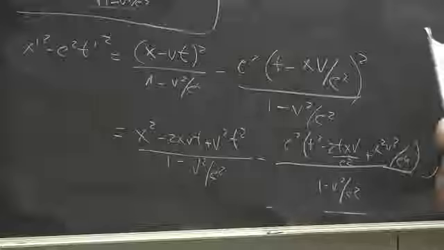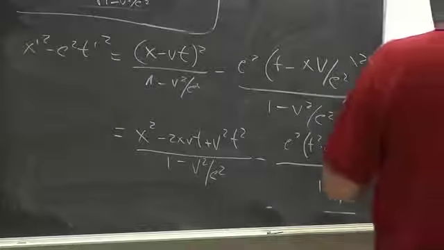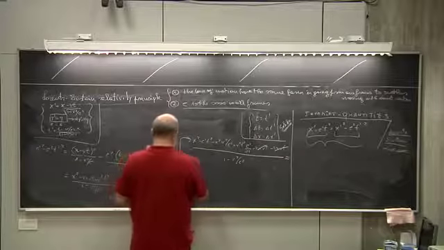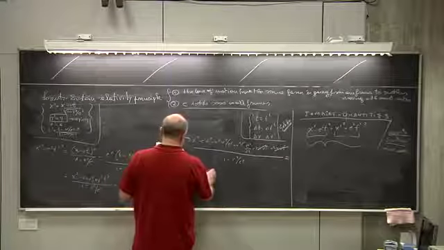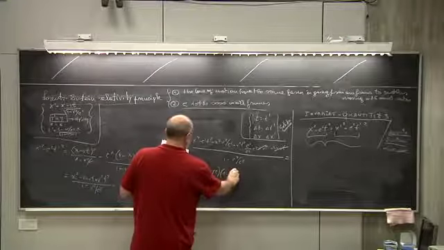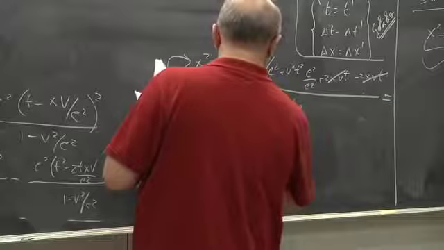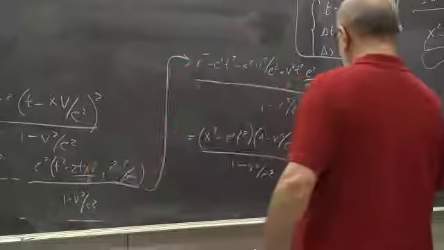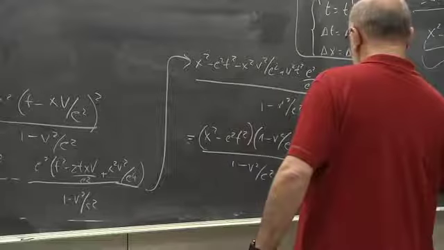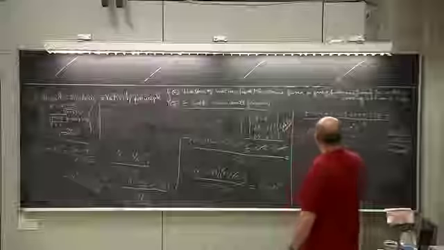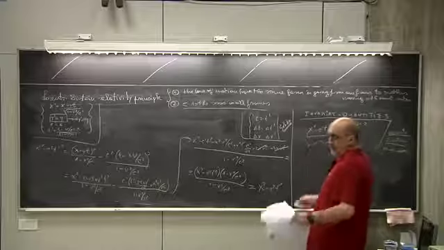This cancels with this, and what you get is x squared minus c squared t squared times 1 minus v squared over c squared, over 1 minus v squared over c squared, and so you are left with x squared minus c squared t squared. So this is the proof that in the two frames this quantity is the same.